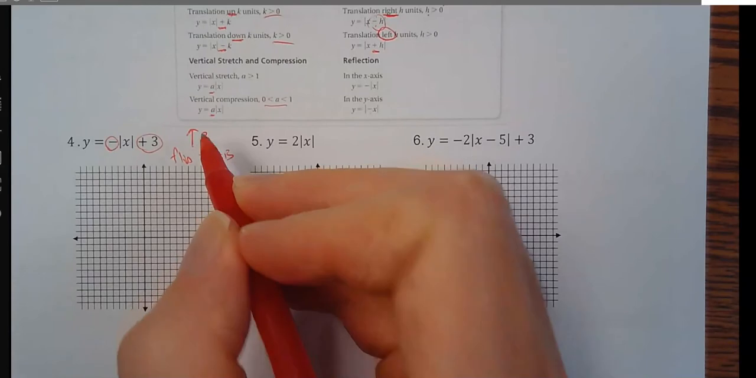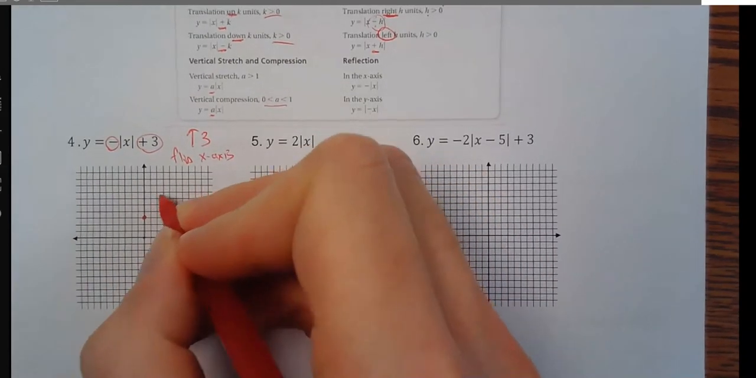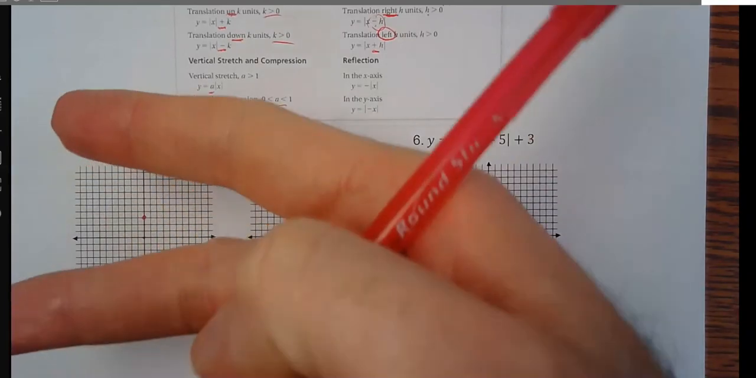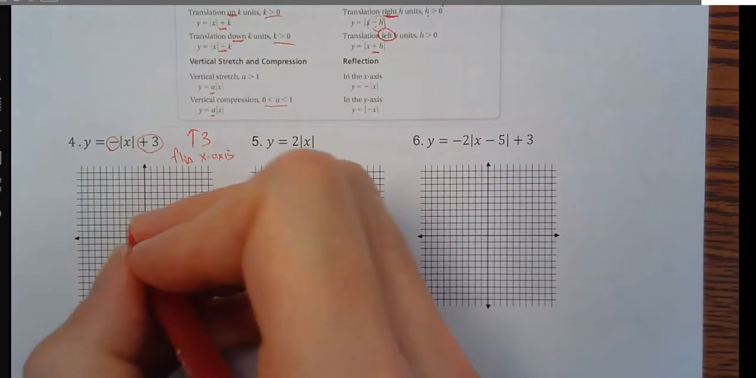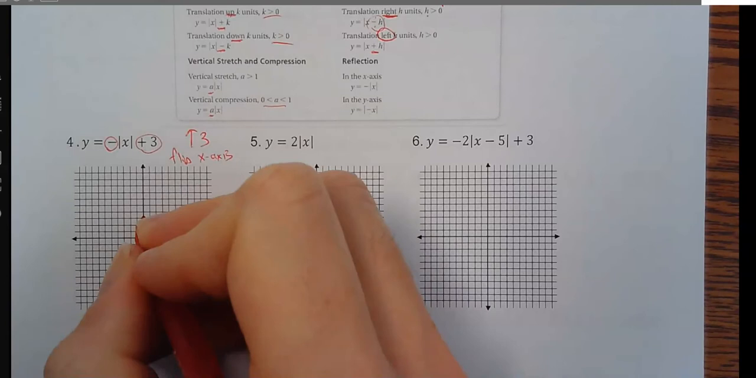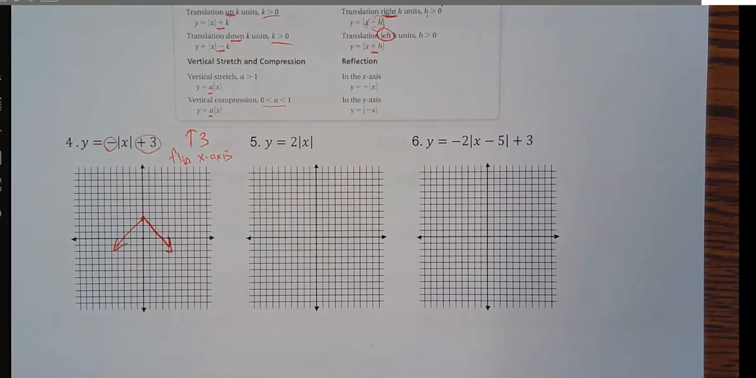We're going to move this guy first. We're going to go vertex, go up 3 units. Now instead of making a V shape this way, we're going to make a V shape this way. It's going to flip it over. It's going to take this and flip it that way. So it'll be a -1 slope on the right side and a +1 slope on the other side. So it looks something like that.